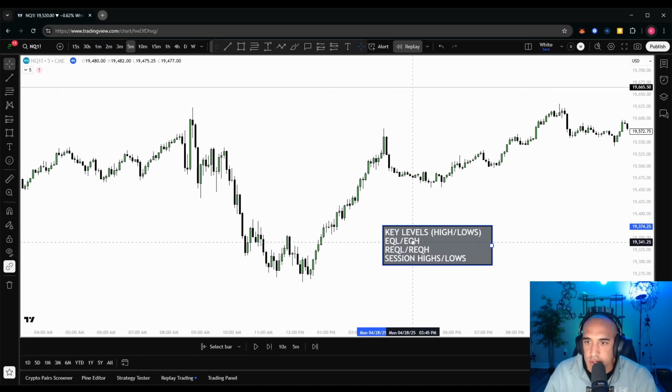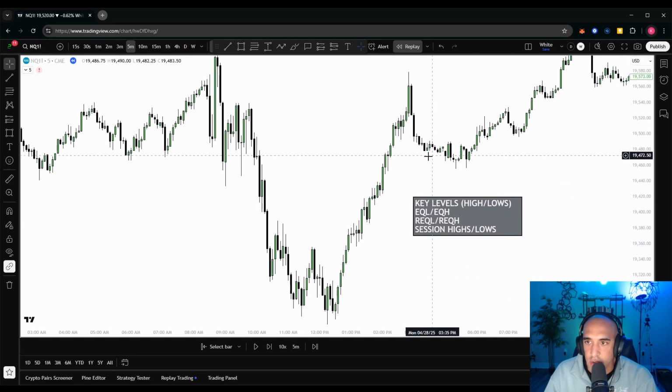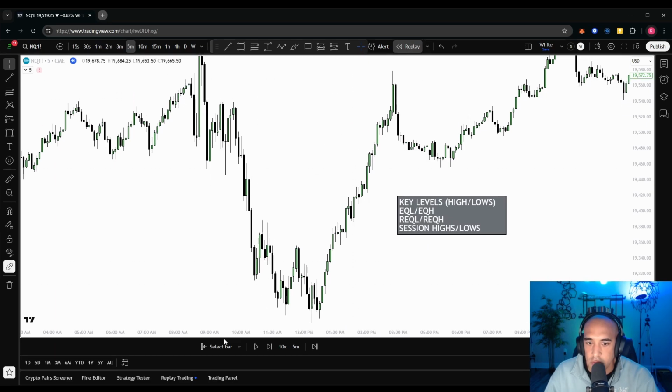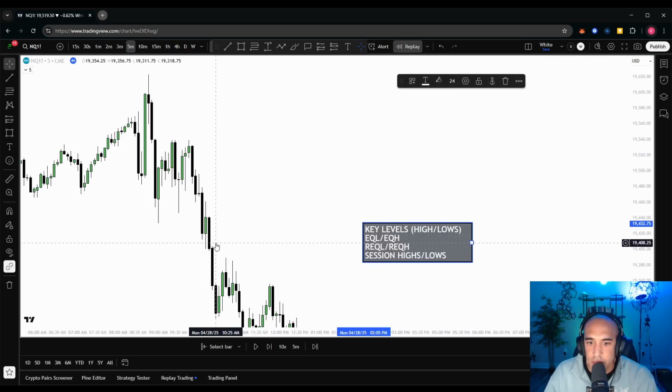Okay. The next one's going to be equal lows and equal highs, relative equal lows and relative equal highs. And I'm going to show you guys, this will make a point of how liquidity is everything and how engineered the markets are, right? How artificial this is. So let me zoom out real quick here. This was an example from today, this morning.